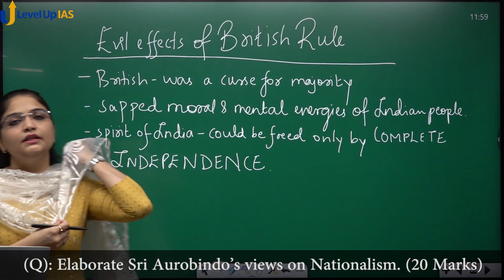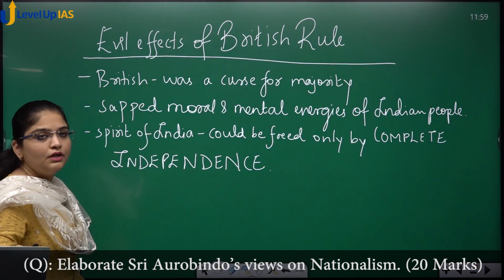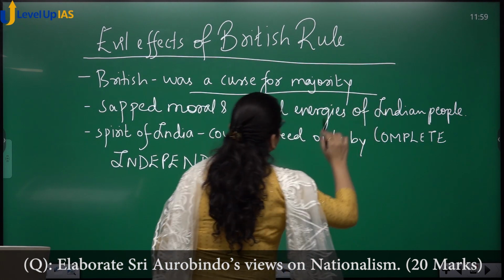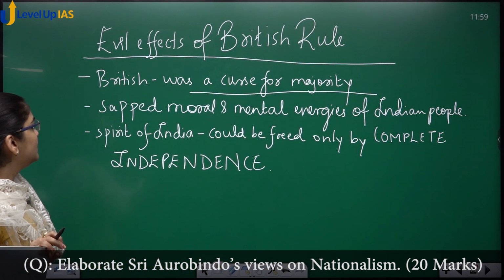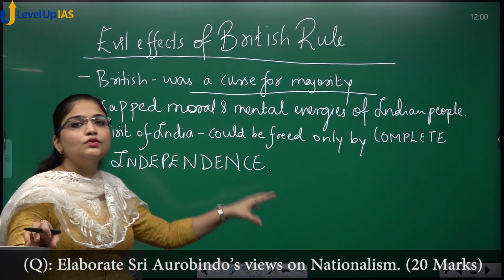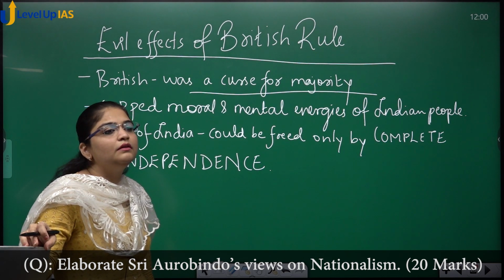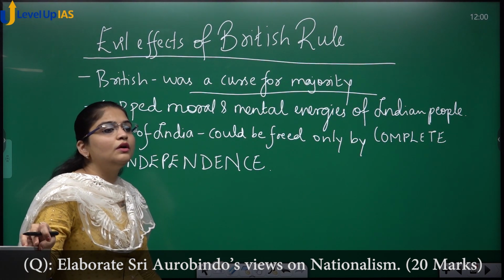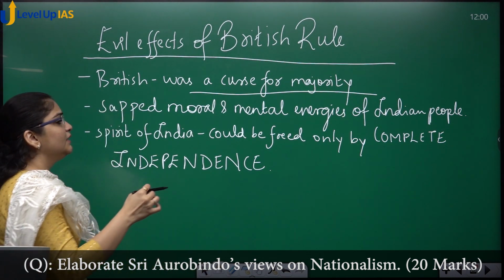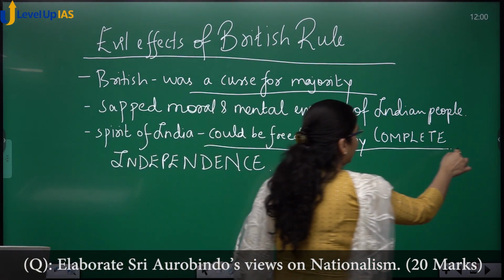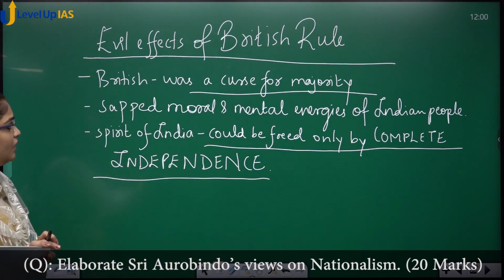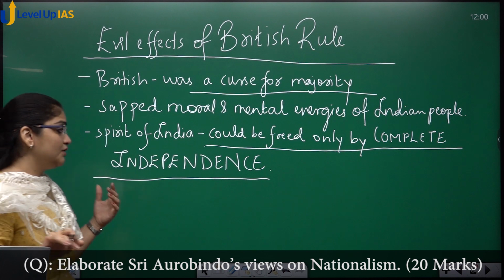Now, what have been the evil effects of the British rule? He said that British rule was a curse for the majority. It had sapped the moral and mental energies of the Indian people. Indian civilization was not being itself because of the yoke of British rule. The spirit of India could be freed only by complete independence. These are the bases on which he speaks of the evil effects of British rule.